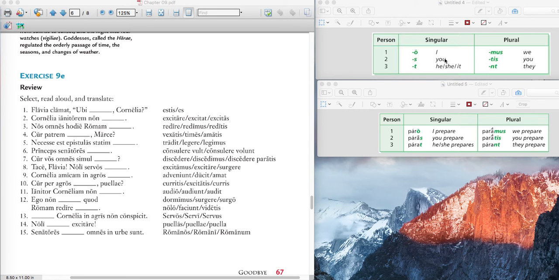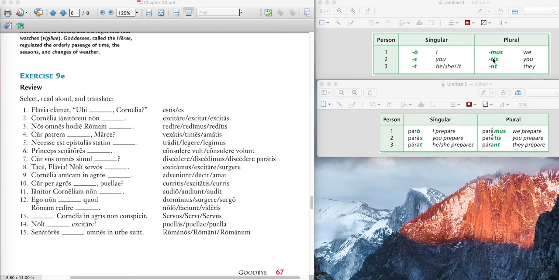Paras, so the S means you, singular, and then T we've seen before, like parat or ascendit or ambulat. Just the T, that's a he or a she typically, sometimes an it too, as we see up here, right? So O is first singular, I. S is second singular, you. And T, the ending, is third person singular, which is he or she.